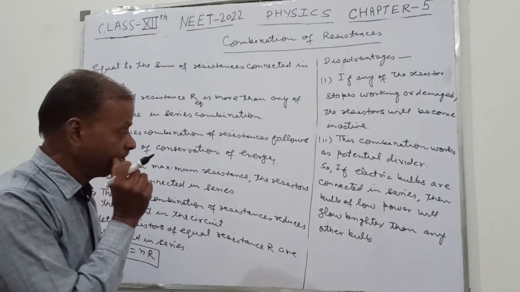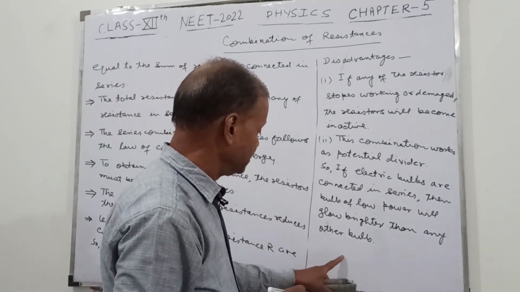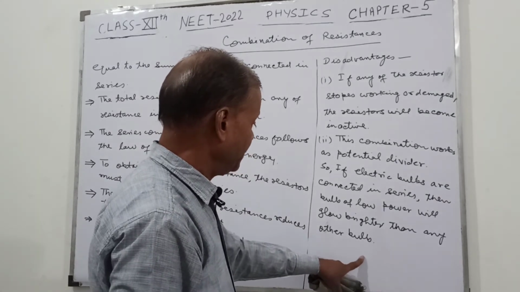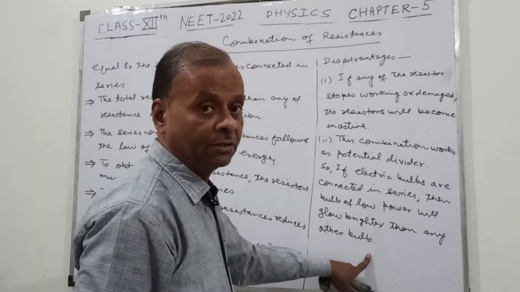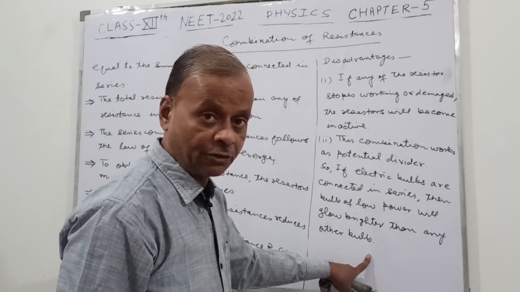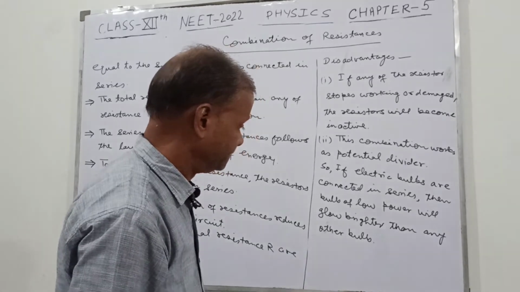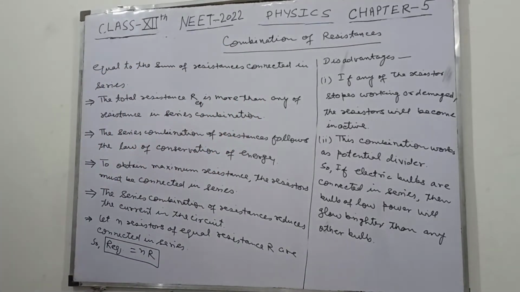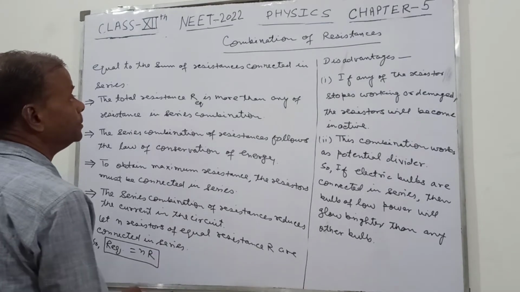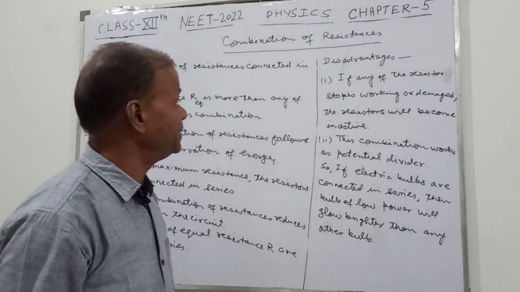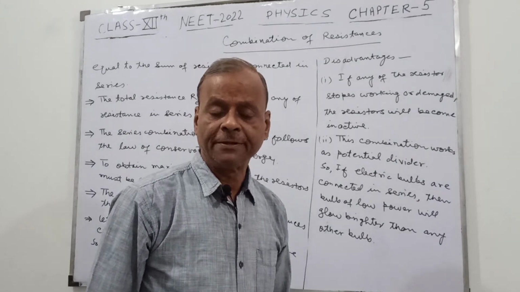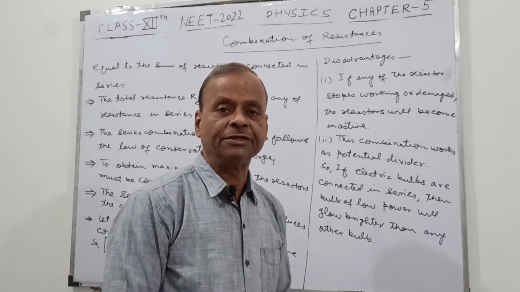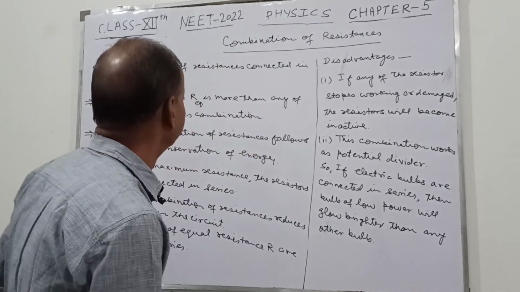So here we have that the intensity of brightness is inversely proportional to the power. So this is the series combination of resistances. Now I will take the parallel combination of resistances.